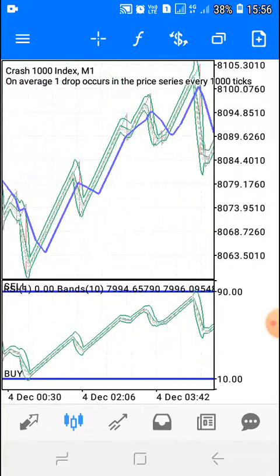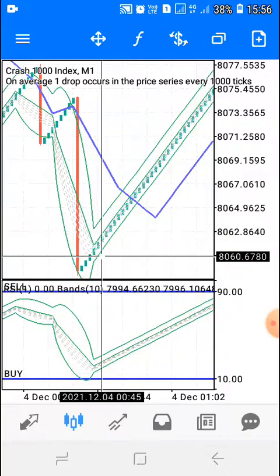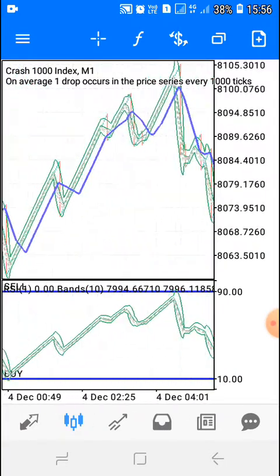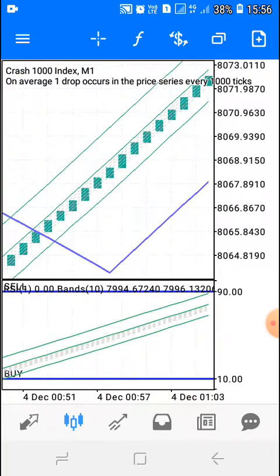So for example, we can see over here is another entry. Check this out. The Bollinger Bands was at a 10 level. Zoom out, drag, doesn't move. Wait for the crossover. Let me just zoom in. Okay, here's our entry point.